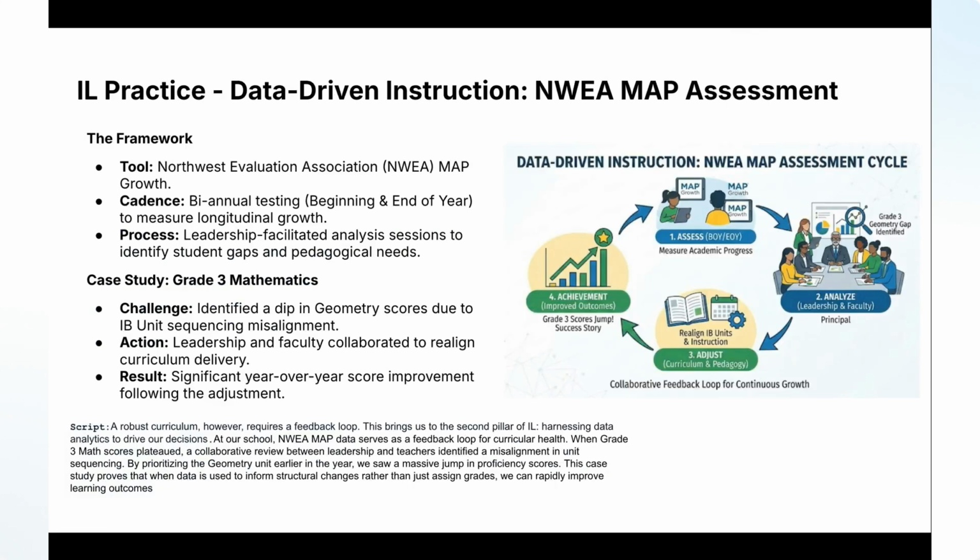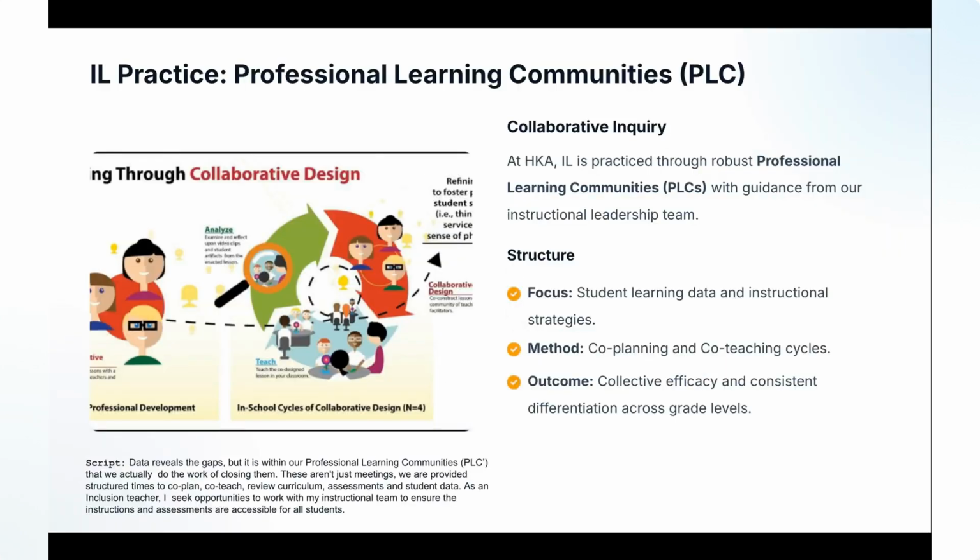a robust curriculum requires a feedback loop, and NWEA MAP data serves as a feedback loop for curriculum health. When grade 3 math scores plateaued, a collaborative review identified a misalignment in unit sequencing. This case study proves that data used to inform structural changes can rapidly improve learning outcomes. Another example is professional learning communities.